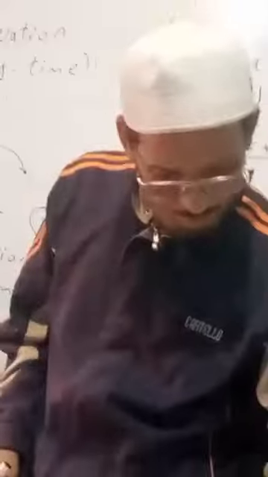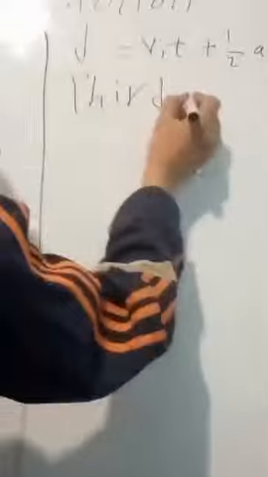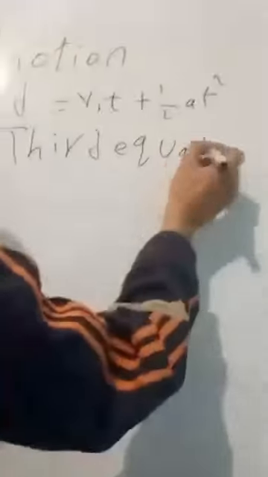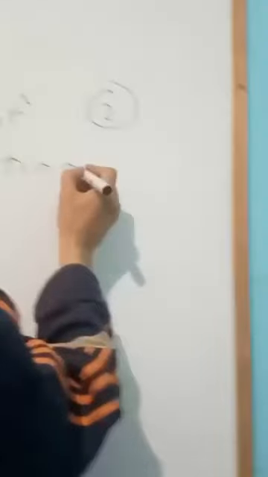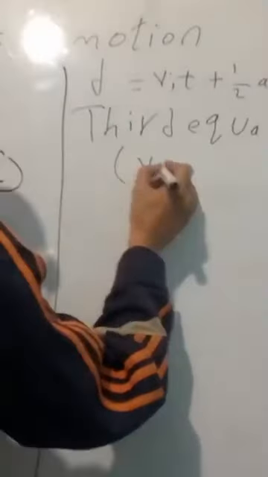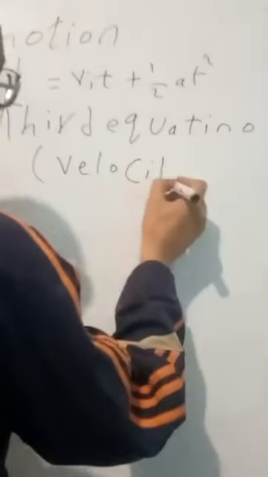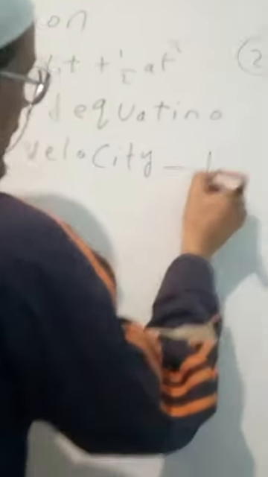Now we will deduce the third equation of motion. Now we are speaking about the third equation of motion, the relation between velocity and displacement.